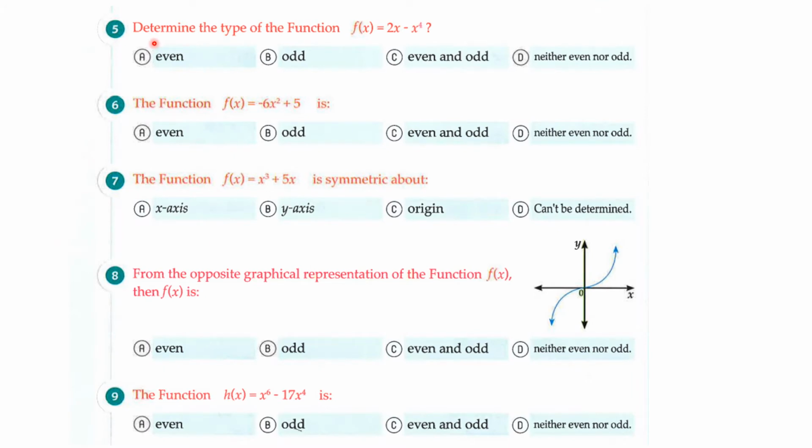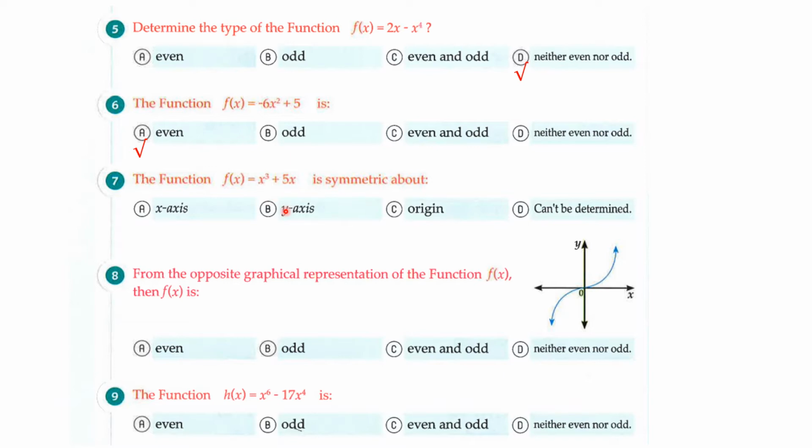Number 5, determine the type of the function. f of x equals 2x minus x to the power of 4. This is an even power and an odd power. So what do you think? When they come together, it's neither. This function, negative 6x to the power of 2 plus 5, an even power with a number, there's no problem. It is an even function. Here, odd power, then it is an odd function.